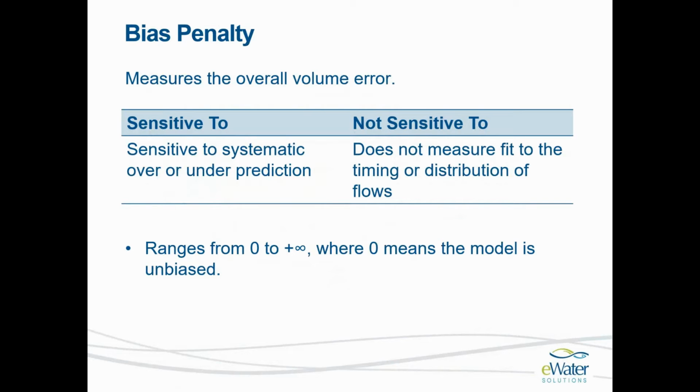The bias penalty measures the overall volume error. As you would expect, it's sensitive to systematic over or under prediction, but it does not measure the fit of your model to the timing of the observed flows in any way.